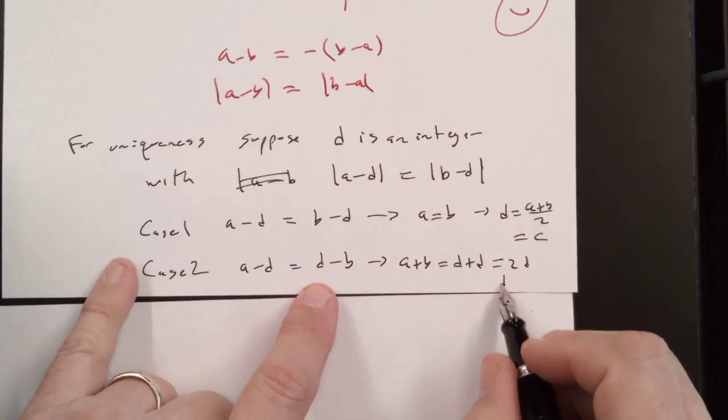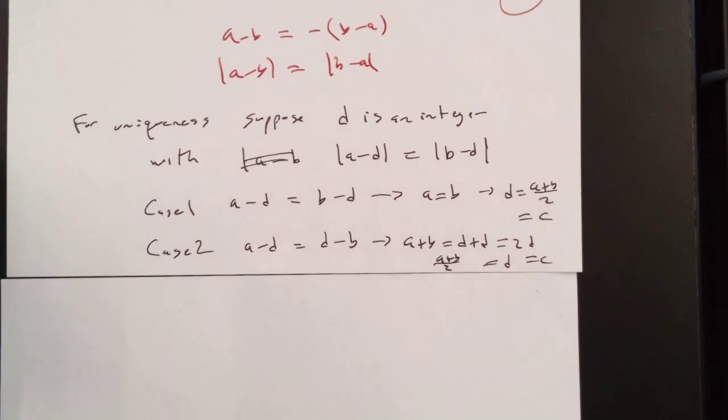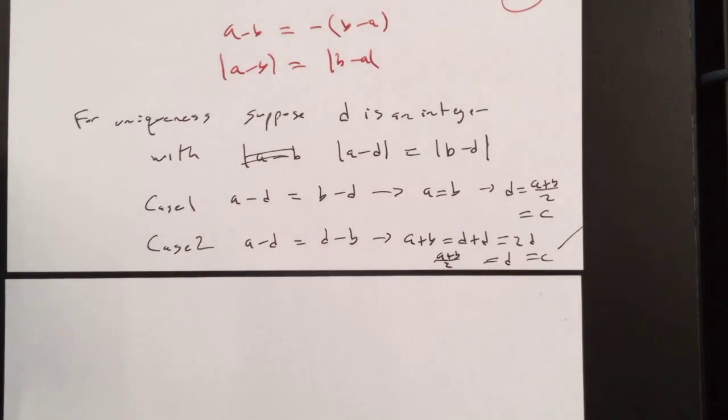Hey, wait a minute. That means that D is A plus B over 2. That's the same as C. There's only one number that does this, and that's the number C that we came up with already. If you try and do it with something else, you really got the same number. You just called it something different. Check mark. There exists one and only one number that does the job. Questions?